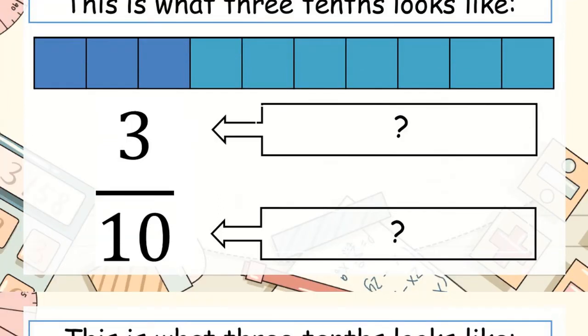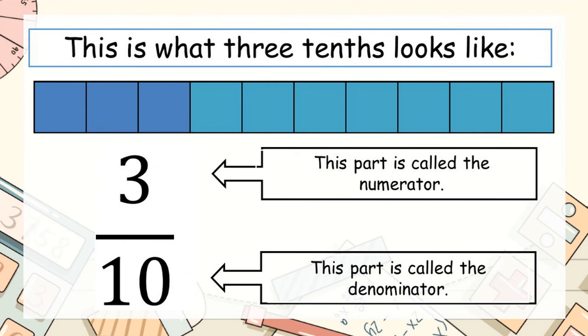Did you remember? The top number is called the numerator. This part tells us how many shaded pieces we have. The bottom part is called the denominator. That's the part that tells us how many equal groups this has been split into.